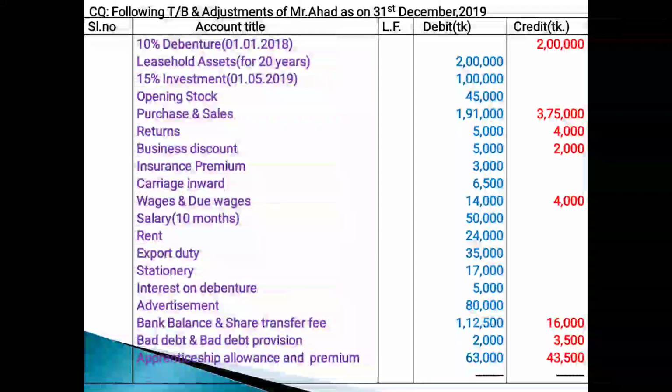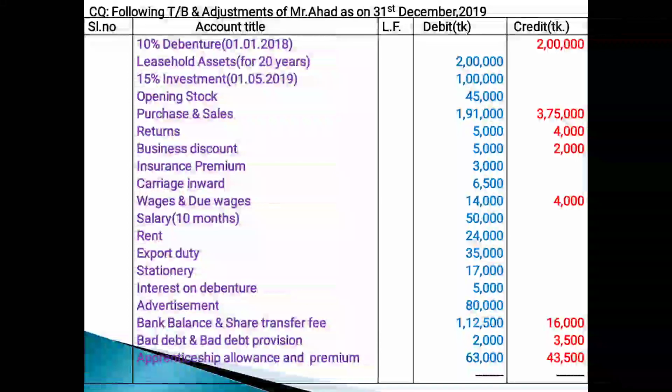Bank balance, that is cash at bank or bank deposit, this amount is to be treated as current assets in the statement of financial position. Share transfer fee, this amount is to be treated as other income in the income statement.